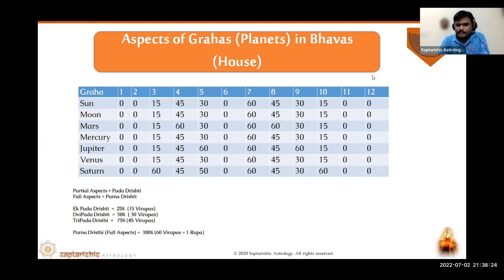Let me share that table. Wherever Saturn is, you can see in this table, Saturn has 60 virupas in the third house. It means full aspect. And 45 virupas in the fourth house. It means 75% influence of Saturn is still there in the fourth house. Wherever Saturn is placed, from there the fourth house is also getting influenced by Saturn.